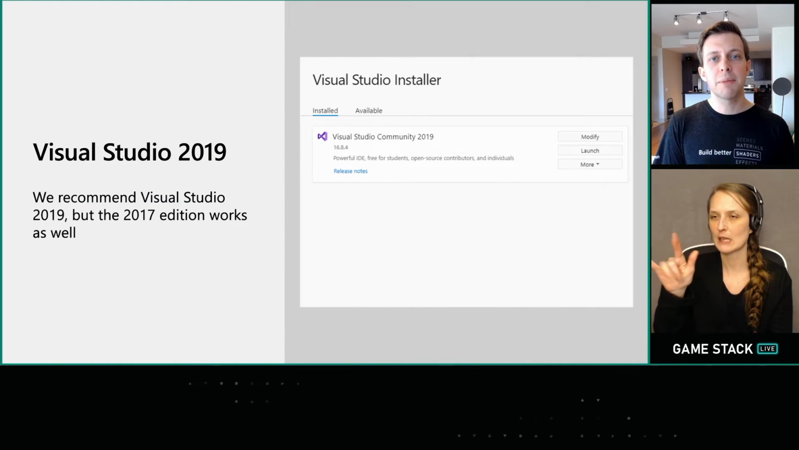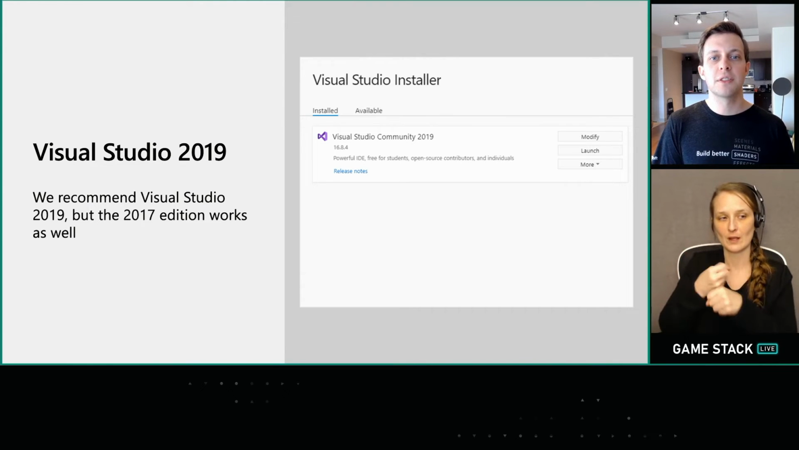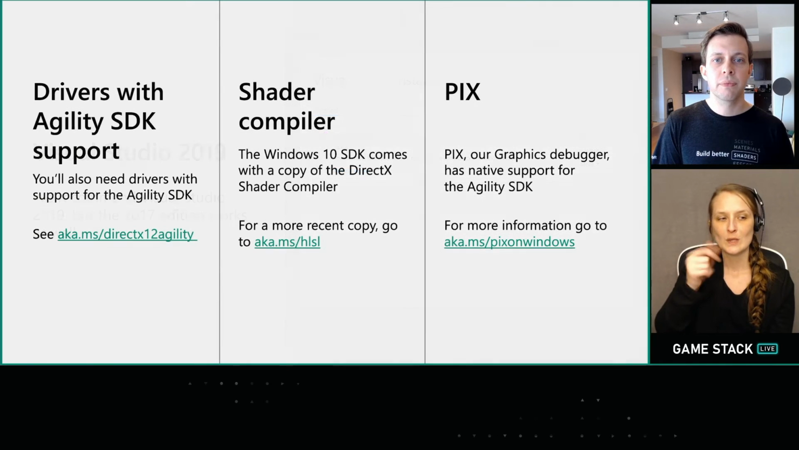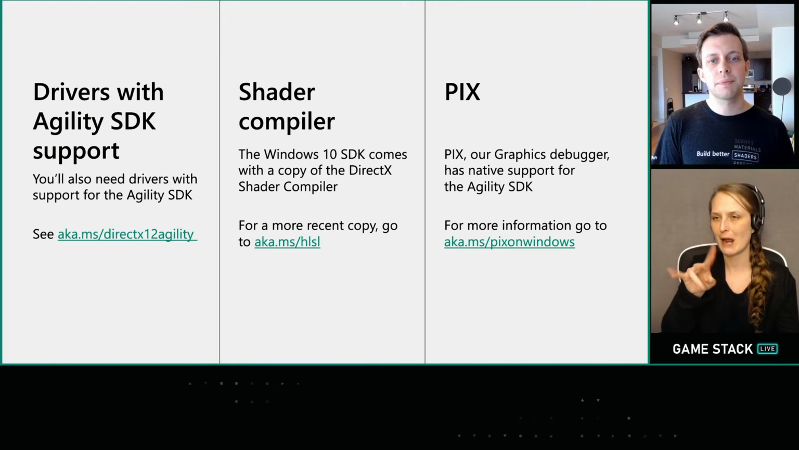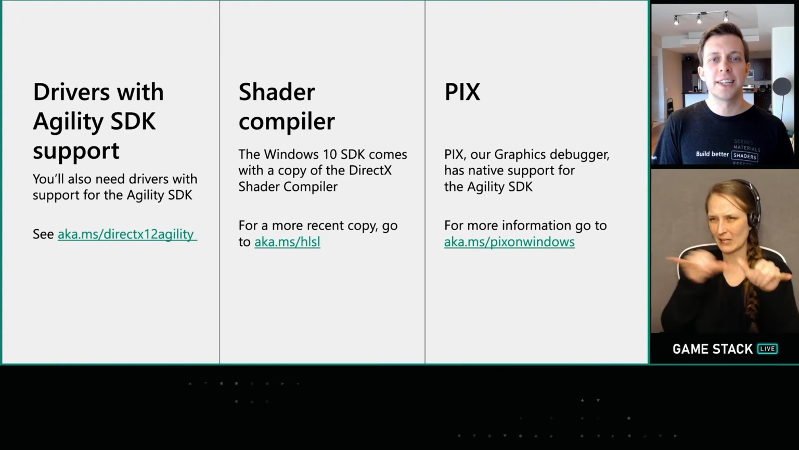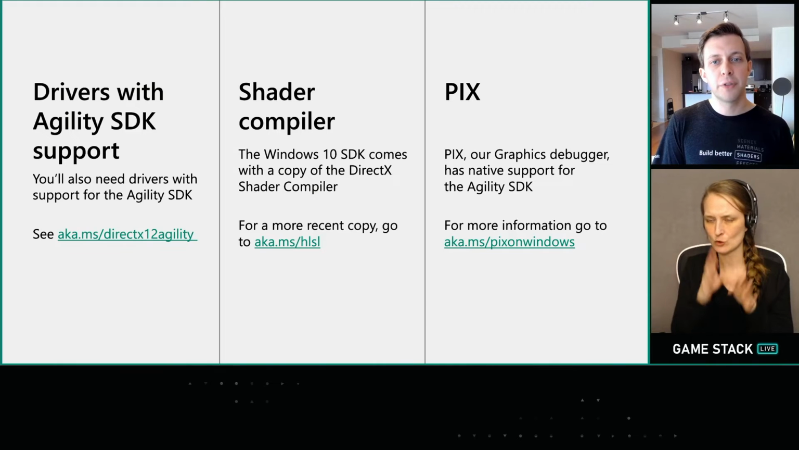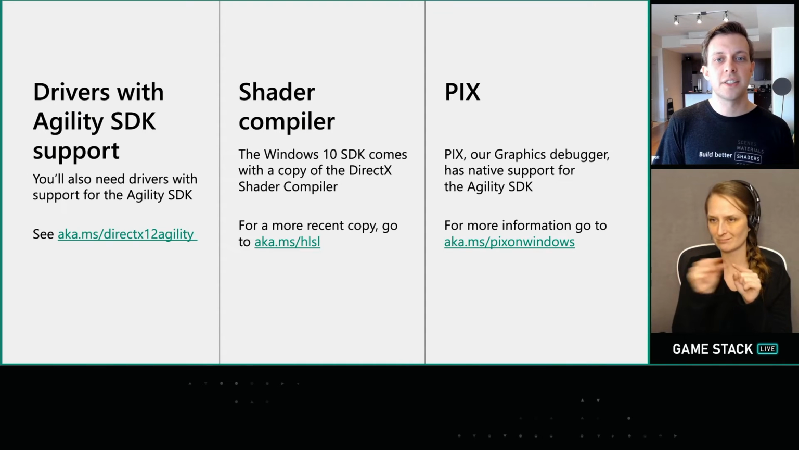Next up, we recommend that you use Visual Studio 2019. The free community version works if you don't already have the professional or enterprise editions. You then also need drivers with support for the Agility SDK. The Windows 10 SDK comes with a copy of the DirectX shader compiler, but if you're using shader model 6.6, you'll also want to go to aka.ms/HOSL to get the latest shader compiler.